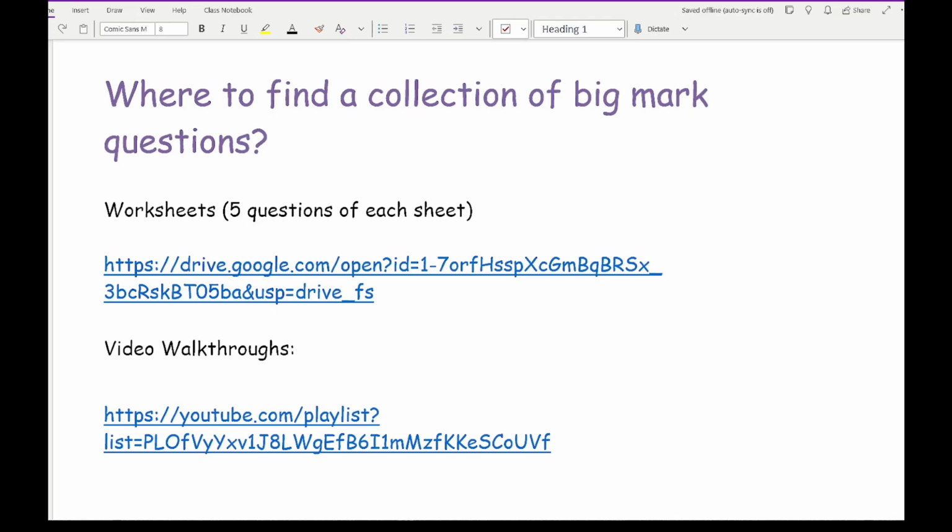Now, by doing that, it makes your revision a lot more manageable, but also gives you a chance that if there is a particular question you can't do, you've got the time then to go out and revise that particular topic or seek out some general advice on that particular topic. There's also, with each worksheet, an accompanying video walkthrough, so you can have a look at me going through each of the questions step by step to talk you through how you get the answer.